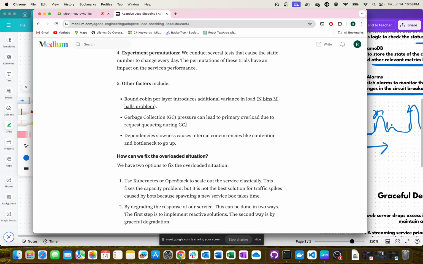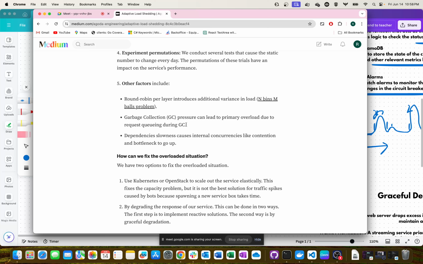In simple terms, when there are more requests coming in, the variables are more in use. There is more data in memory due to parallel requests, and your memory starts getting overloaded, which slows your application, which in turn starts affecting your CPU. So try to understand how everything is linked to everything. When you're not accounting for load shedding properly, one part of your application goes down and it affects the other part, and that creates a domino. And then dependency slowness causes internal concurrency issues like contention and bottlenecking to go up.